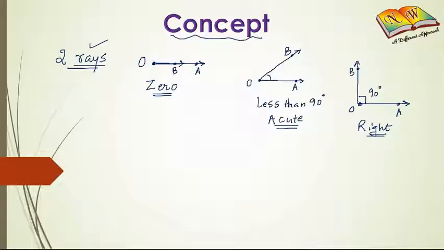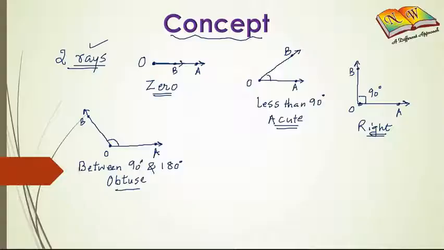The fourth angle in this series is when the ray OA and the ray OB are forming an angle which is more than 90 degrees like this, but the angle is less than 180 degrees. So what is the measure? The measure of the angle is between 90 degrees and 180 degrees. Such angles are known as obtuse angles.